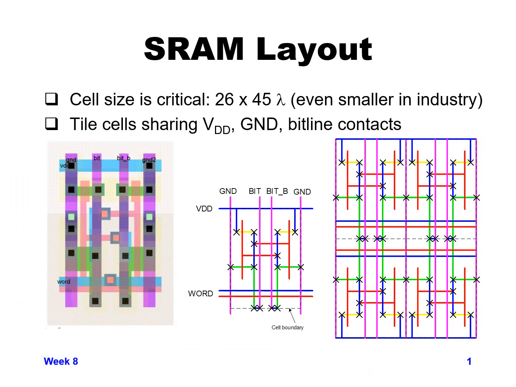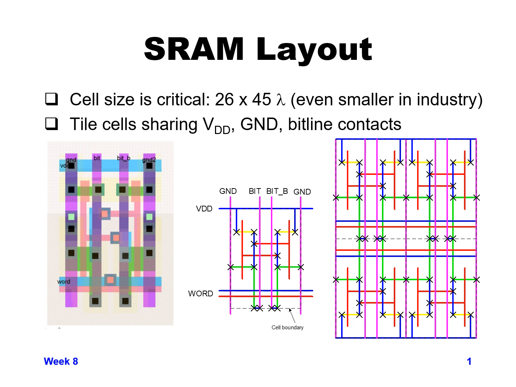Here I'm showing an example of some layout for an SRAM 6T cell. Again, the cell size is critical because we're arraying potentially hundreds of thousands of these cells in large SRAM arrays. So the smaller you make it, the better, as always. This particular cell is being shown as 26 by 45 lambda. In industry, the state of the art is even smaller.